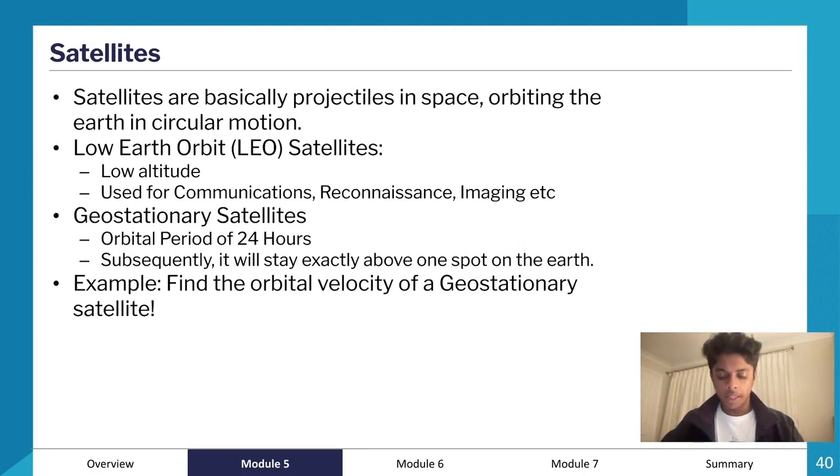Because of this feature, they will be used for a variety of things, such as communication and broadcasting satellites. The reason why it's used for communication is because they're so high, they can cover such a wide area of the Earth's surface, and so they're pretty useful for communication.